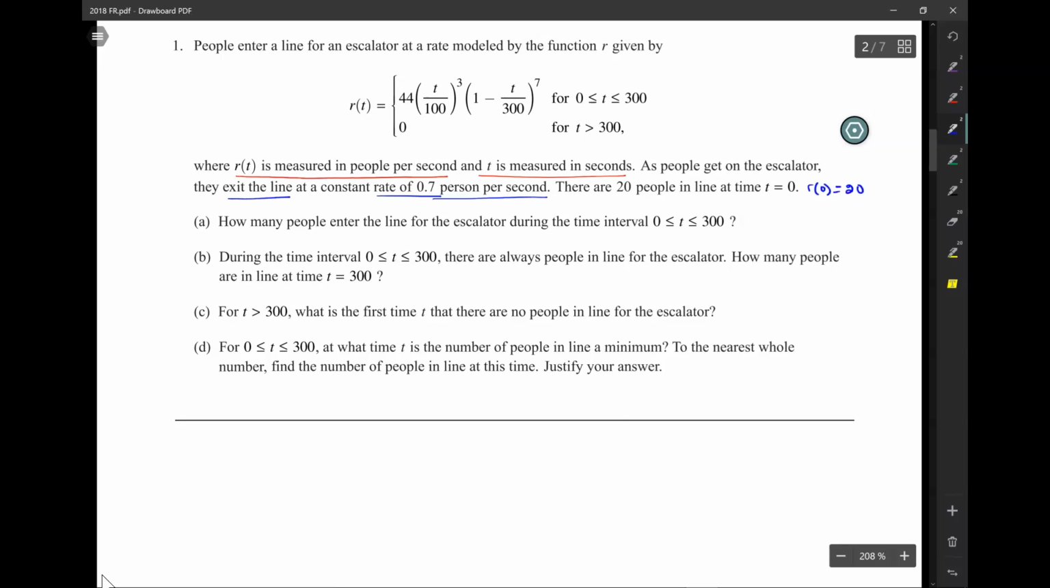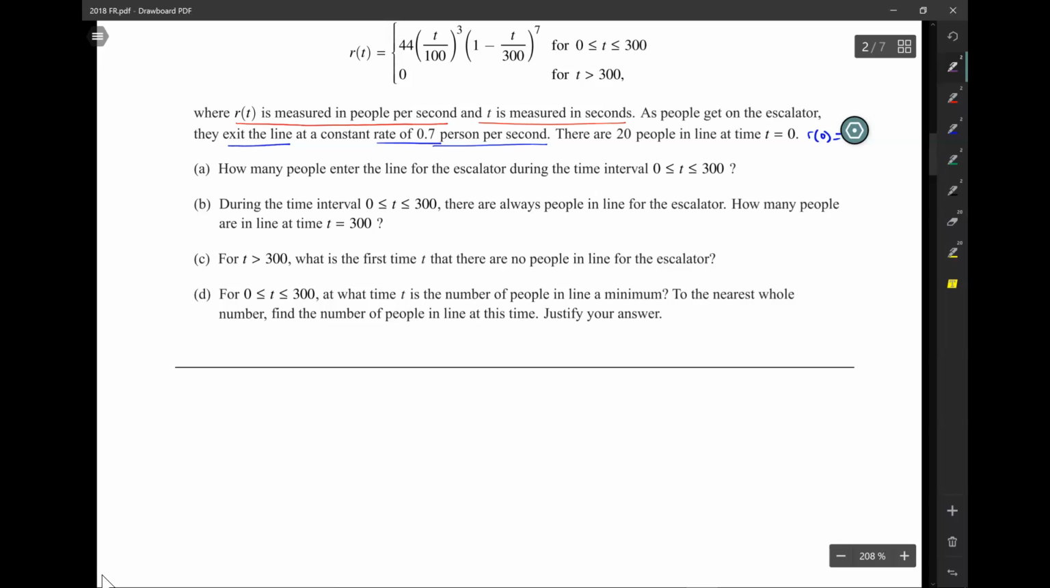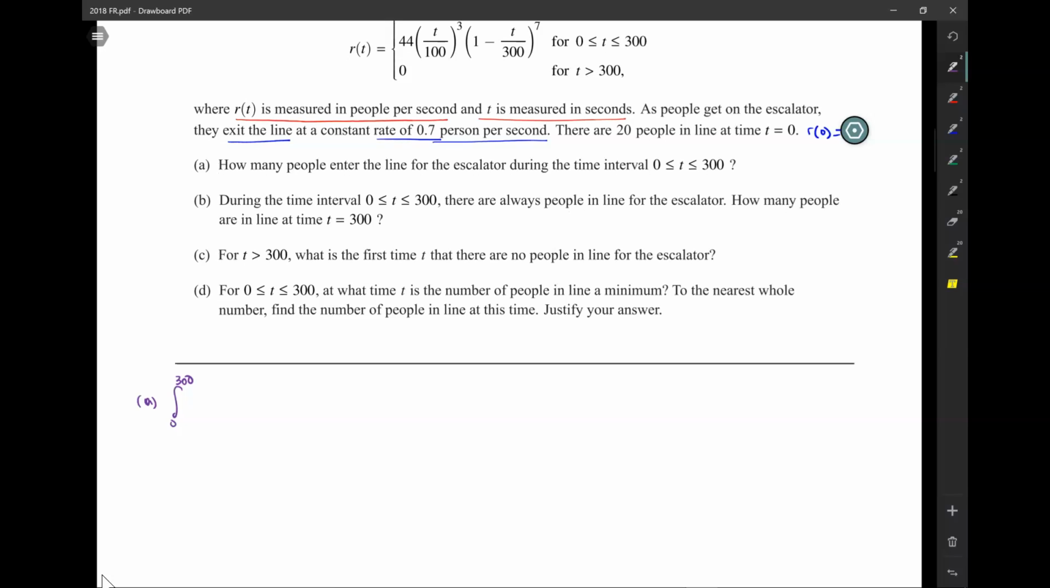So, how many people enter the line for the escalator during the time 0 to 300? You have the rate, you want the number of people, simple integration. So in this case, for part A, you have to do 0 to 300. Because R is a piecewise defined function, you can't just put in R of t. You have to put in the actual expression. 44 t over 100.